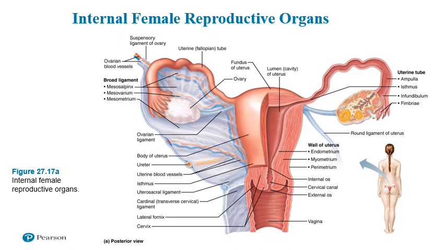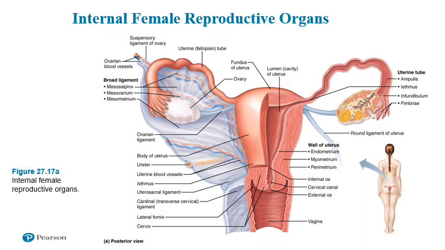The uterine tube system emerges right here, all the way to the distal part, which is a bell-shaped end called the infundibulum. That has finger-like projections, which are called the fimbriae. That's the entire fallopian tube or uterine tube.